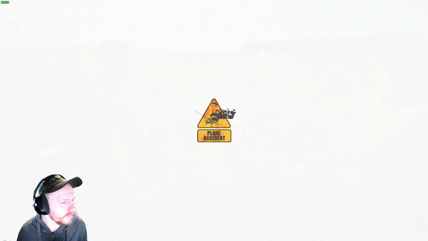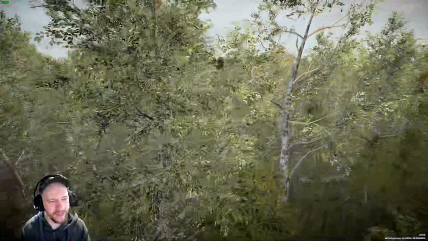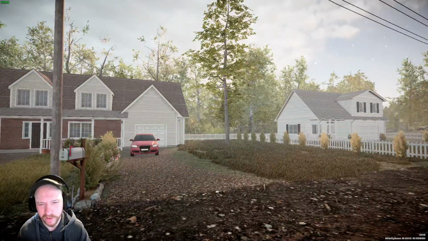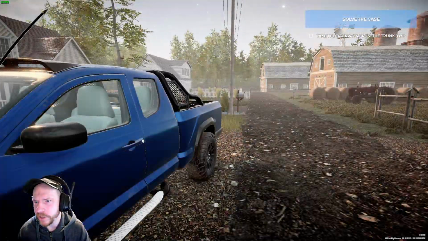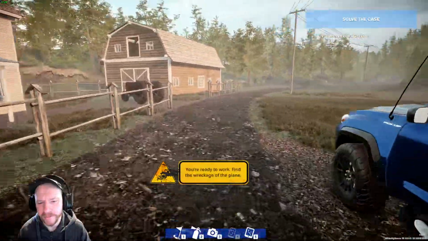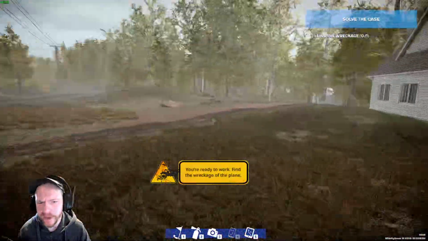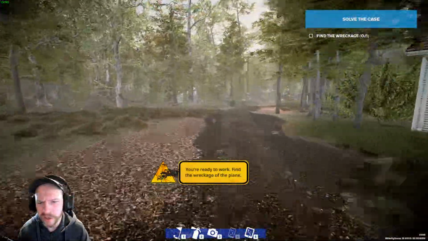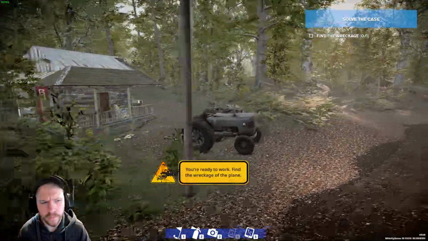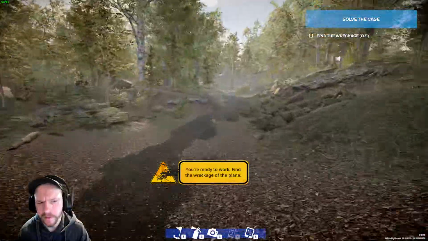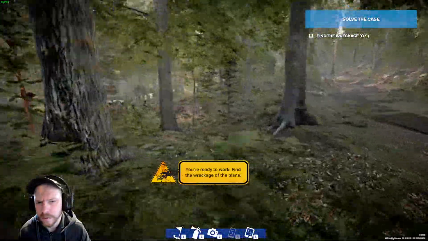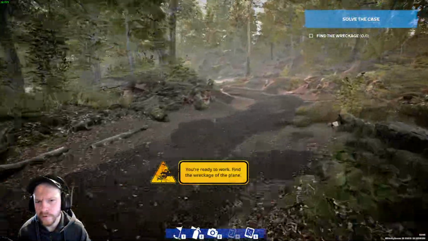Okay. Let's jump in. Airplane accident. Where are we? Okay, we've just rocked up in a little suburban village. Grab our backpack. Go find the wreckage. I'm going to presume the wreckage is... Okay, there's a little hillbilly shack. It's got to be in the woods somewhere. It's not going to put me miles away, surely.